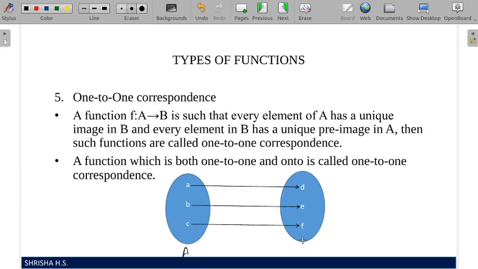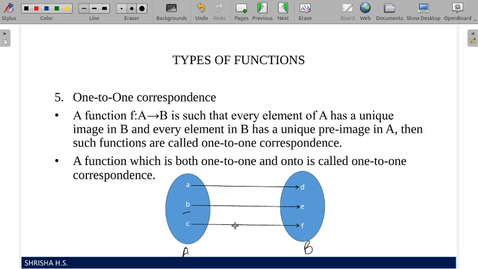Okay, so you have set A and set B. The function f from A to B is such that every element of A has a unique image in B. That means different elements of set A should be having different elements in B, and every element in B has a unique pre-image in A. So one is one-to-one function, that means different elements should be having different images. Second, every element in set B also should be having a pre-image in A. So unique pre-image, it is understood. If it is a function, it should be a unique pre-image. So still it's fine.